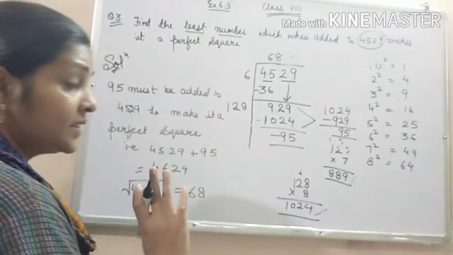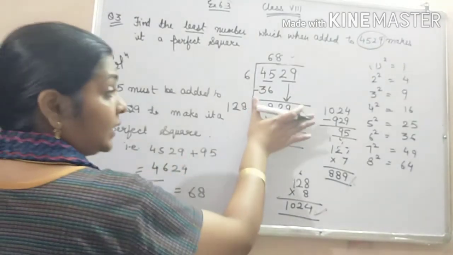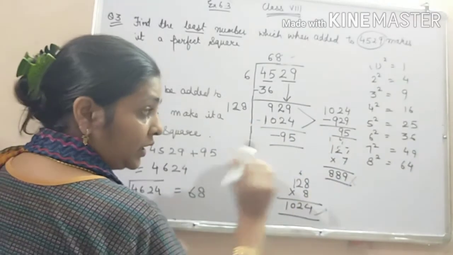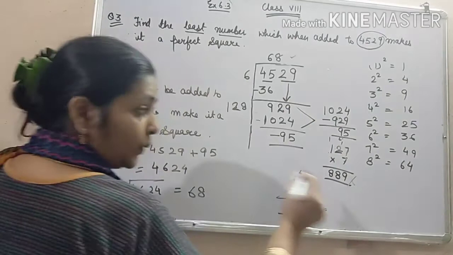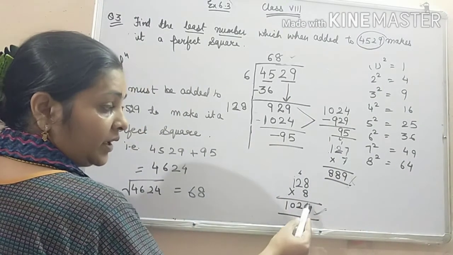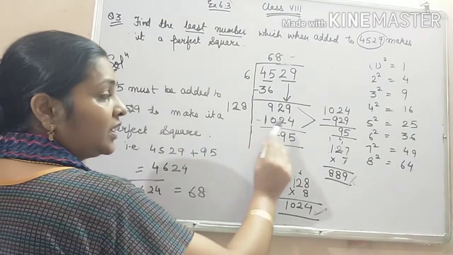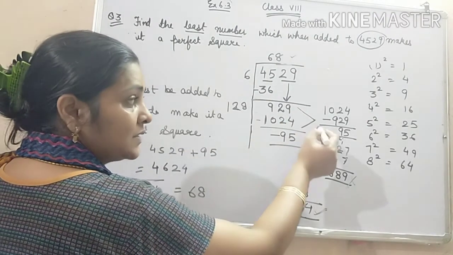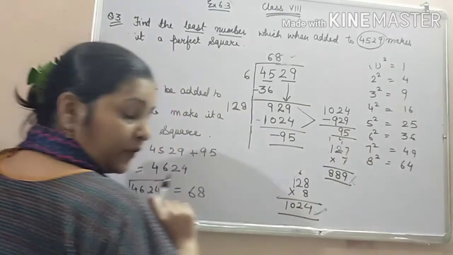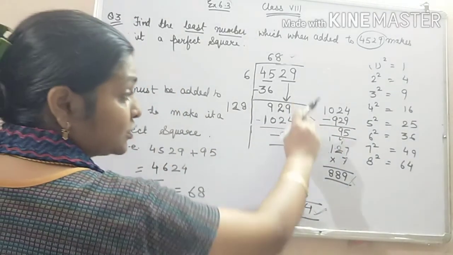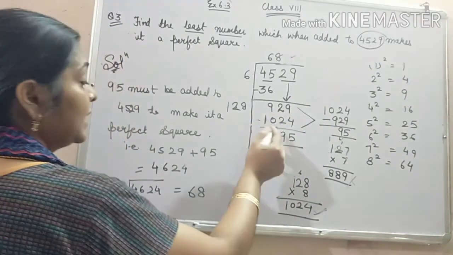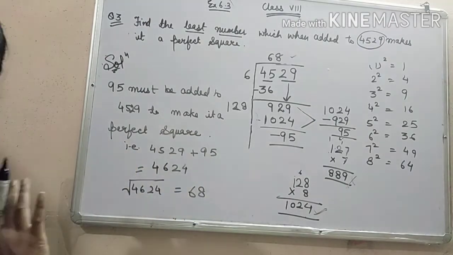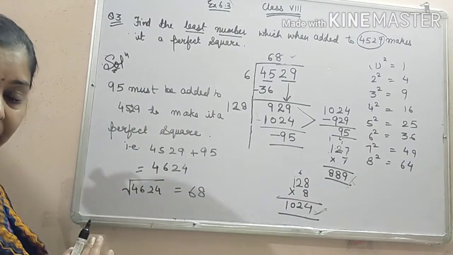Is that clear? Once again I am repeating the second method. Till here the method is same. After that you have to check on what number it will go. 127 into 7, 889, 128 into 8, 1024. So I have written the bigger number over here. Subtract them, either write it in negative or you can swap them and find the difference. Whatsoever will be the difference of these two numbers, that will be our required number that must be added to 4529 to make it a perfect square. Is that clear?